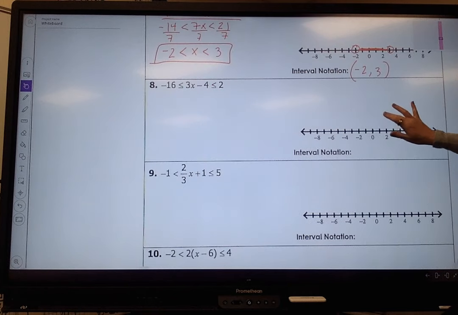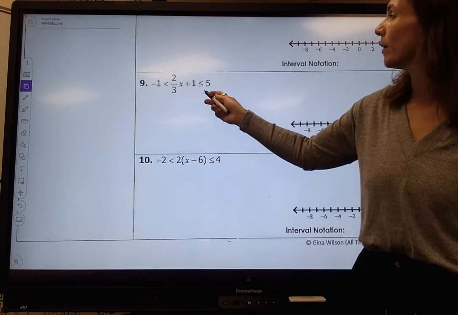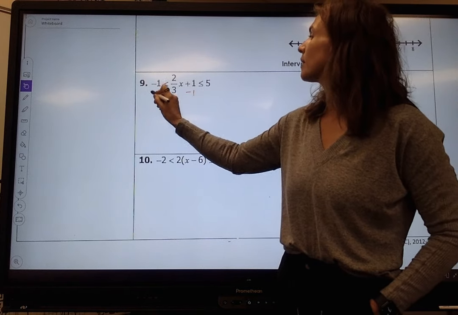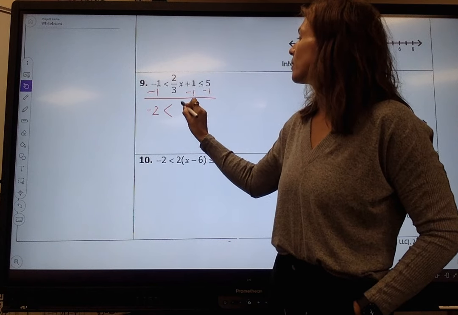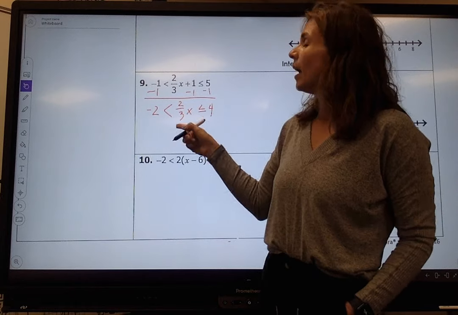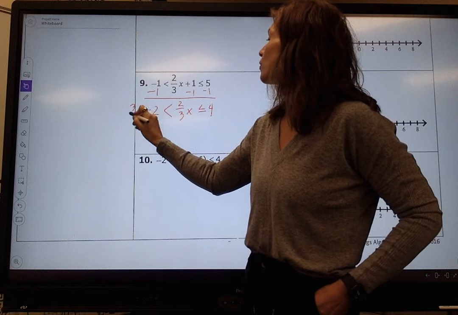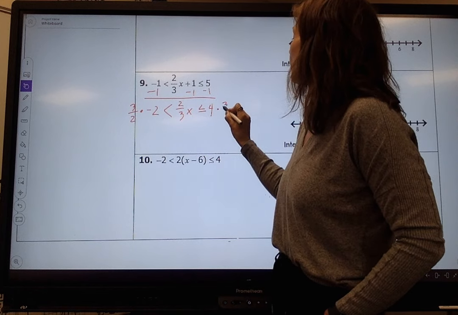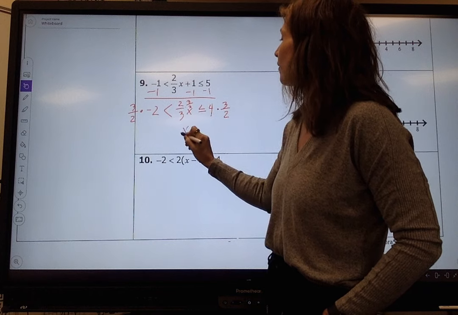All right, let's take a look at number 9. So how do I get rid of this 1? I subtract it. I subtract it on the left, and I subtract it on the right. Negative 2 is less than 2/3 x is less than or equal to 4. How do you get rid of 2/3? Multiplicative inverse. So you multiply 3 over 2 on the left, and you multiply 3 over 2 on the right, and of course you do it in the middle. That cancels out, and I have x.